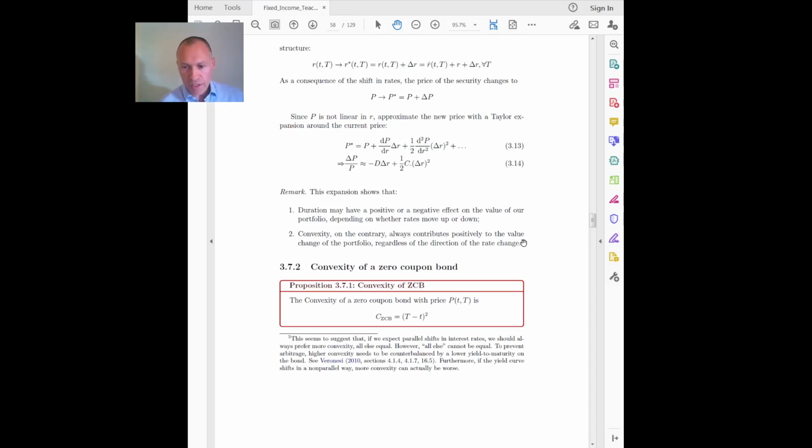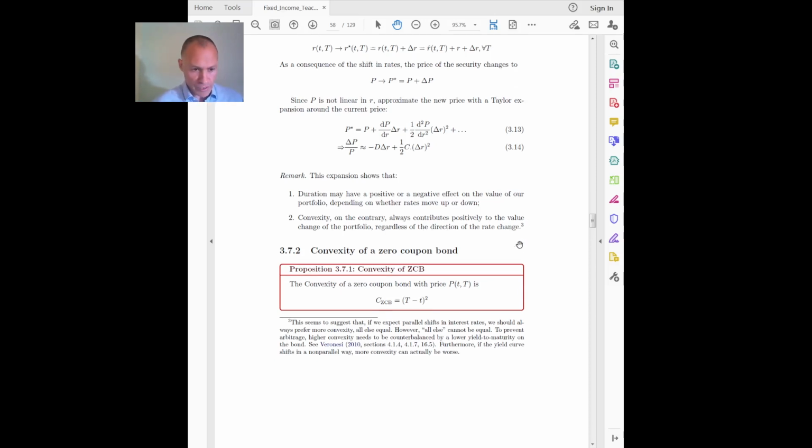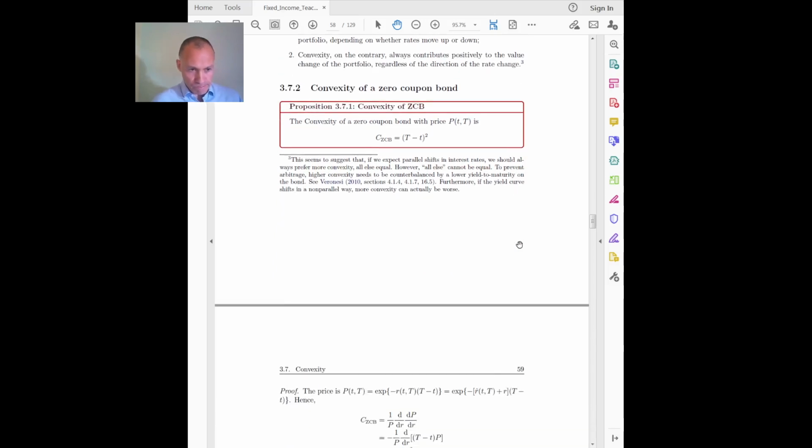What I said has to be qualified with this footnote that you have here, so please read through this. We can discuss this more in class.